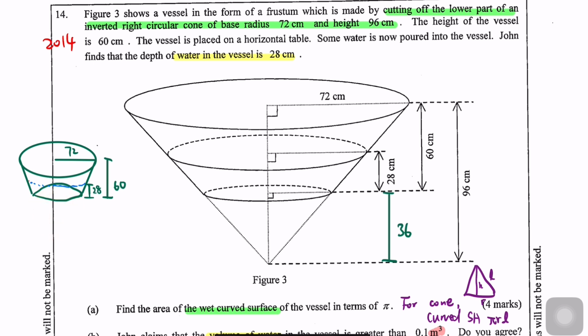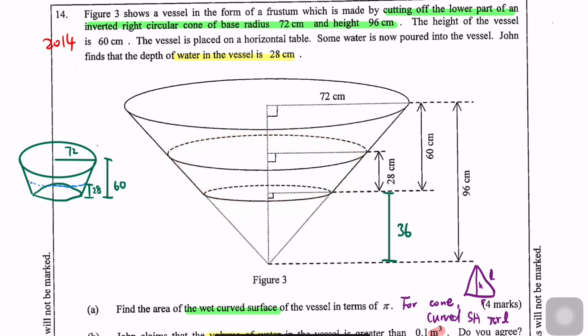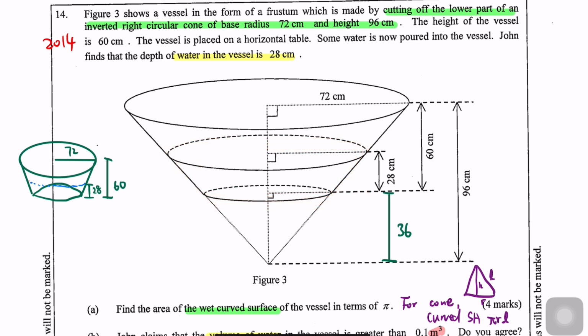The water here will be in the, you can see, it's another fraction here. And then this is the amount of water. So the first question asks you to find the area of wet. Wet means the surface in contact with the water. So basically it's finding the curved surface area of this frustum here, contacting the water, and then in terms of pi.